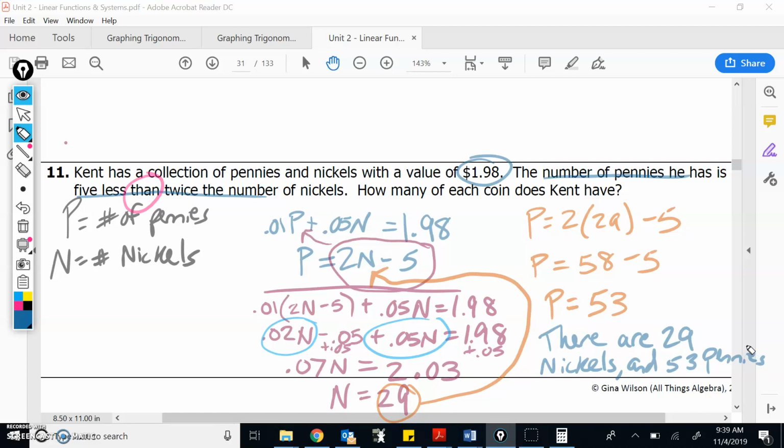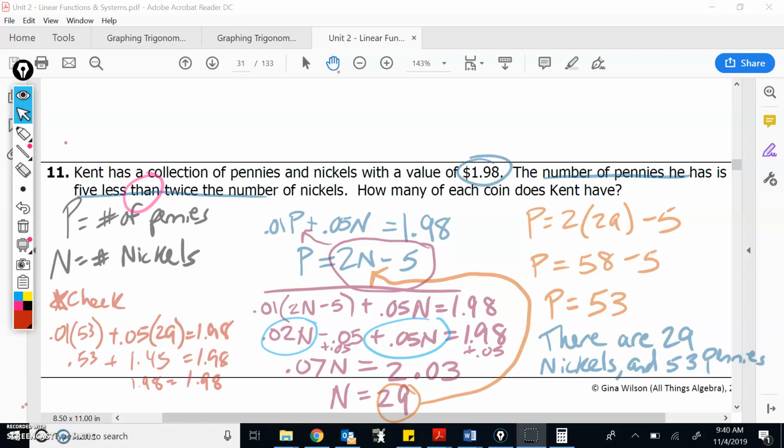Always check your final answer just to make sure it makes sense. I'm going to check it on the side over here. I'm going to make sure that if I plug in P and I plug in N, it does equal $1.98. So 0.01 times 53 plus 0.05 times 29 is going to equal 198. You can see that they do end up equaling each other on both sides, so we know we got the question right.